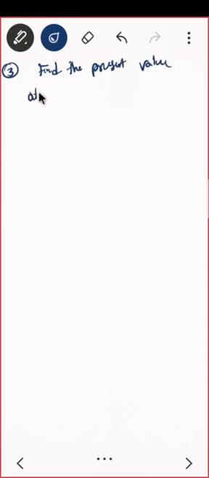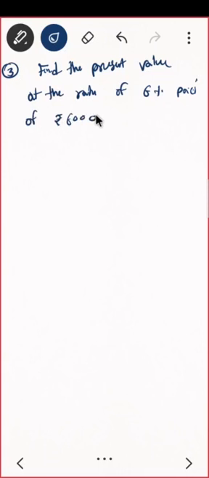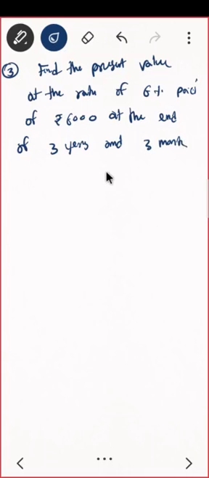Let us do one more problem. Find the present value at the rate of 6%, compound interest, of 6,000 rupees at the end of 3 years and 3 months. Okay, 3 years and 3 months.